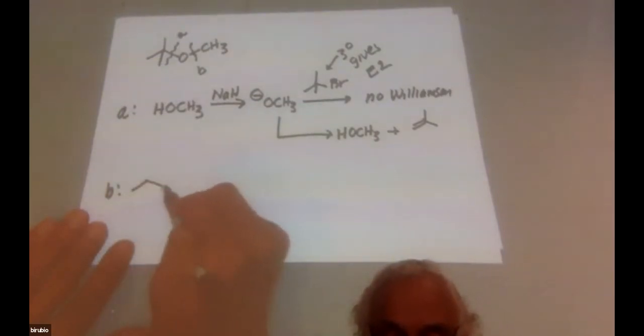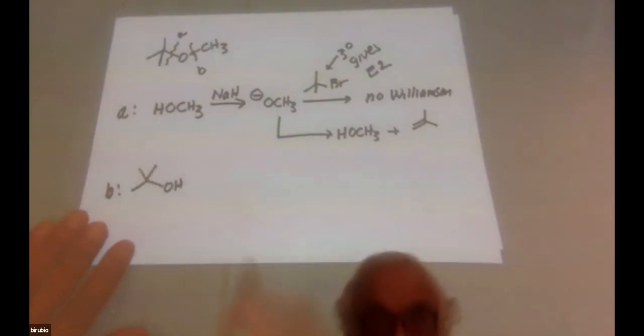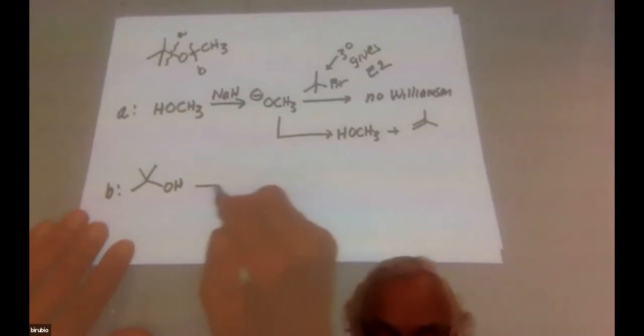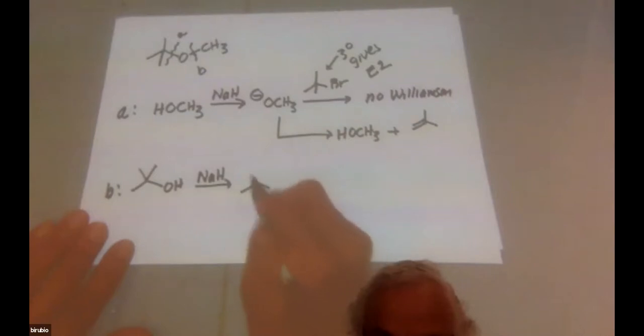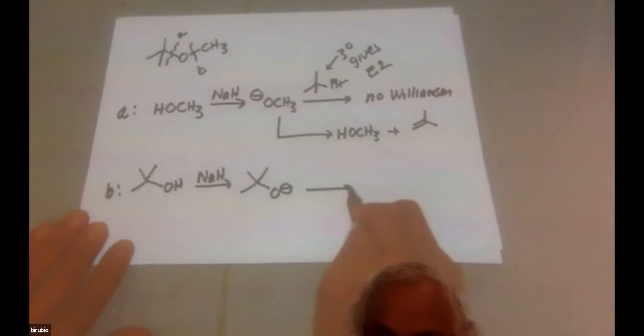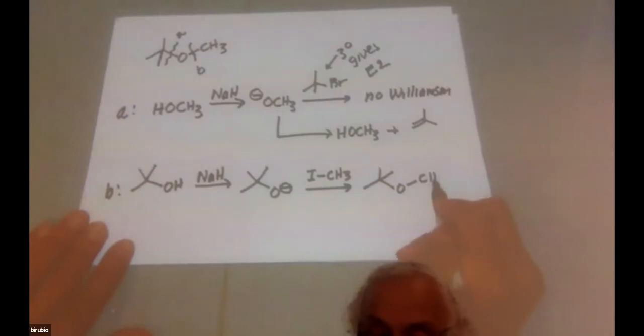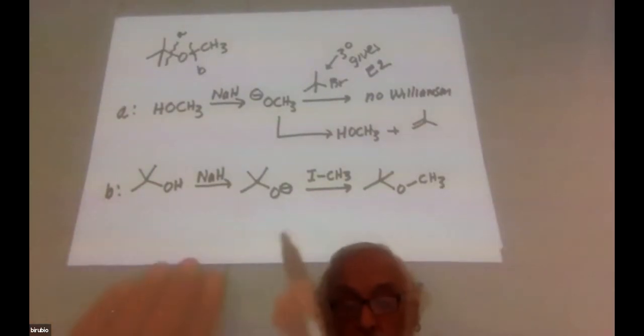Okay, so now B, let's look at B, creating this bond B. So that would mean you're starting with this tertiary alcohol, and we just said that in general, the tertiary alcohol is not going to work. React that with sodium hydride. We get that, and now bring in the methyl group. Oh, that's going to succeed brilliantly. That's going to be very good. Even though this is tertiary, this is going to work.